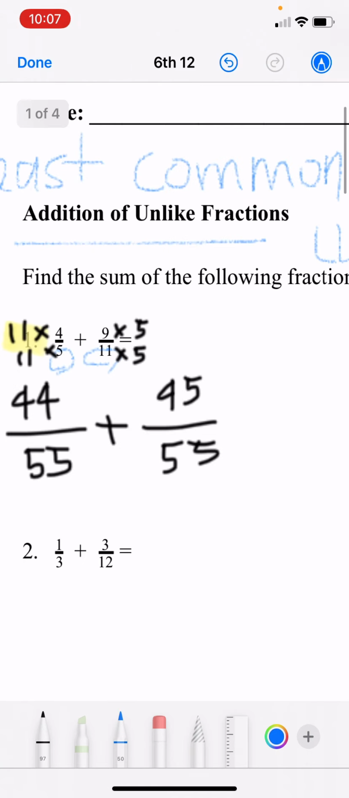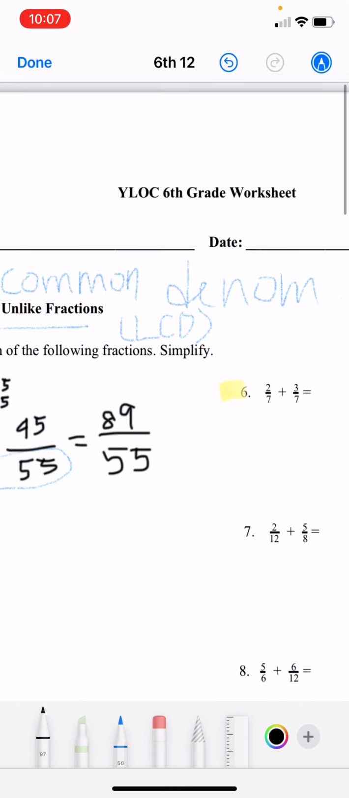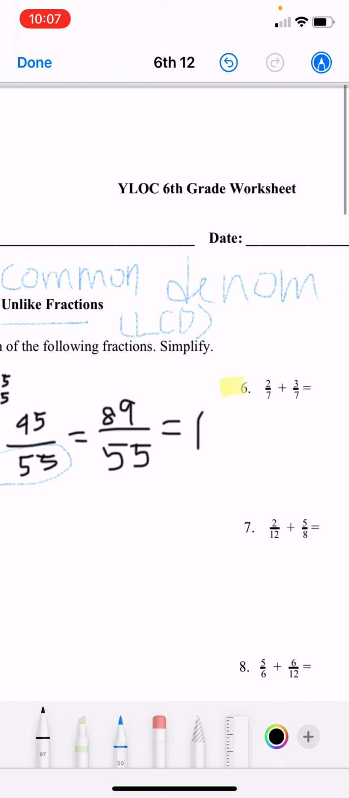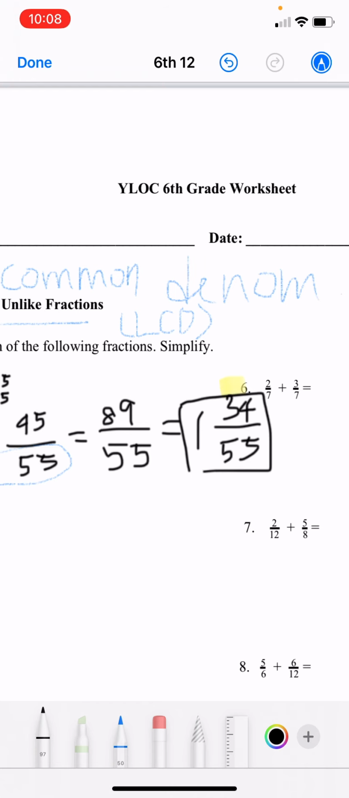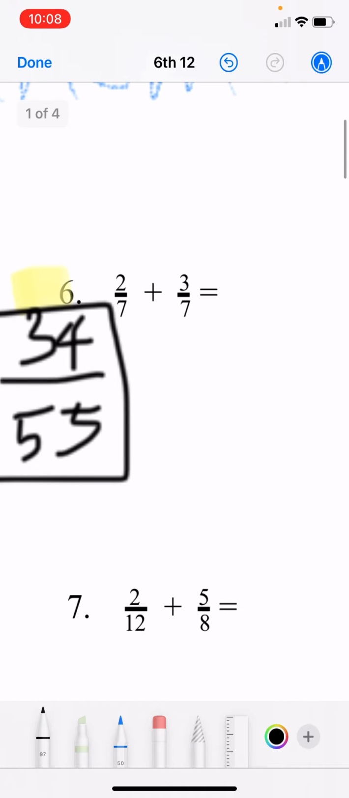So now, since we have the same denominator, we can add the top. 44 plus 45 equals 89 over 55. And then when we simplify that, we get 1 and 34 over 55. Okay? So let's move on to number 6.